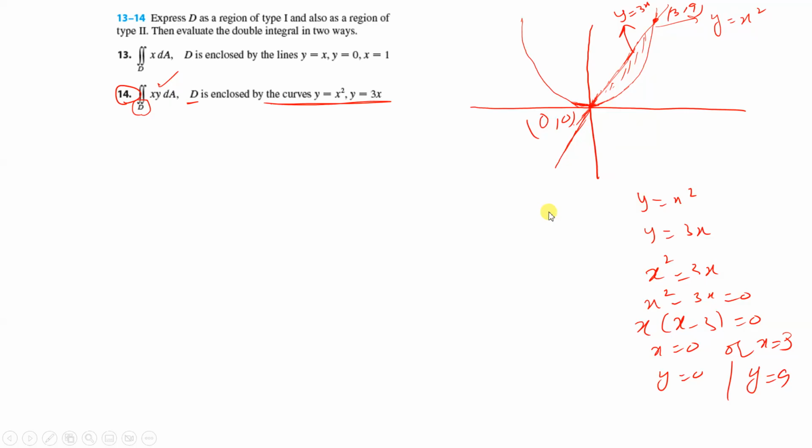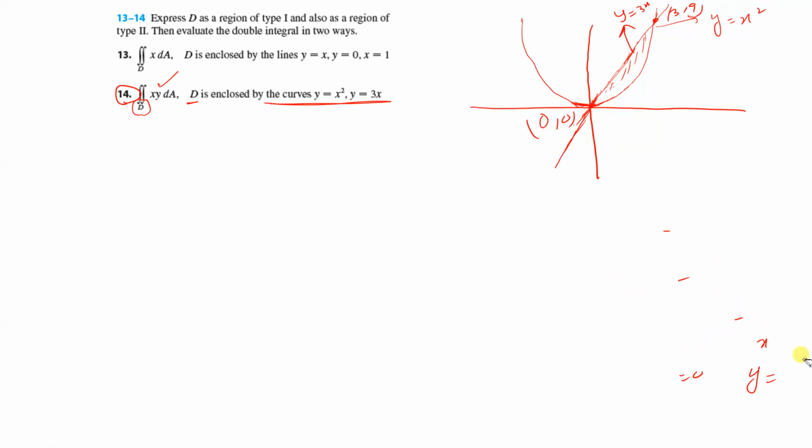Okay, now we have to find the type 1 and type 2 regions. And for type 1, x lies between two constant values. So the minimum value of x in this region is 0.